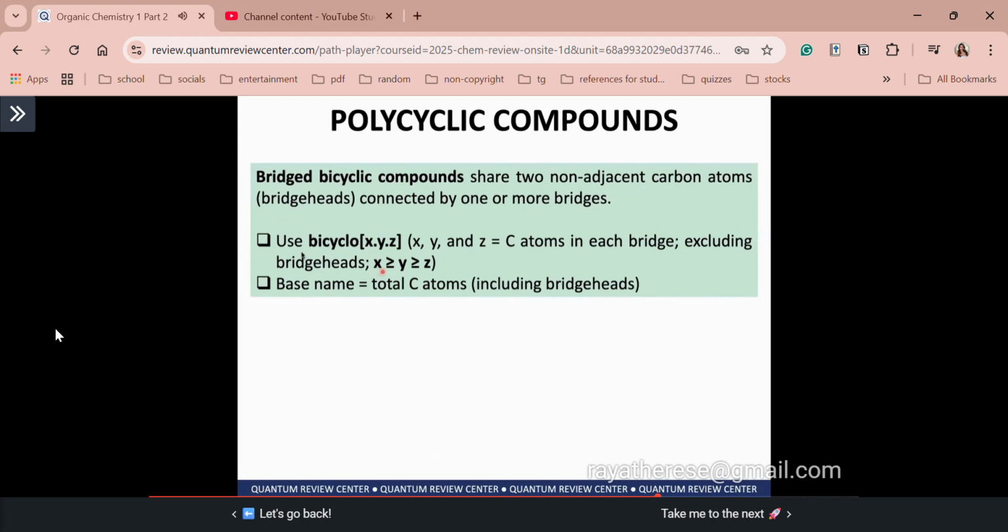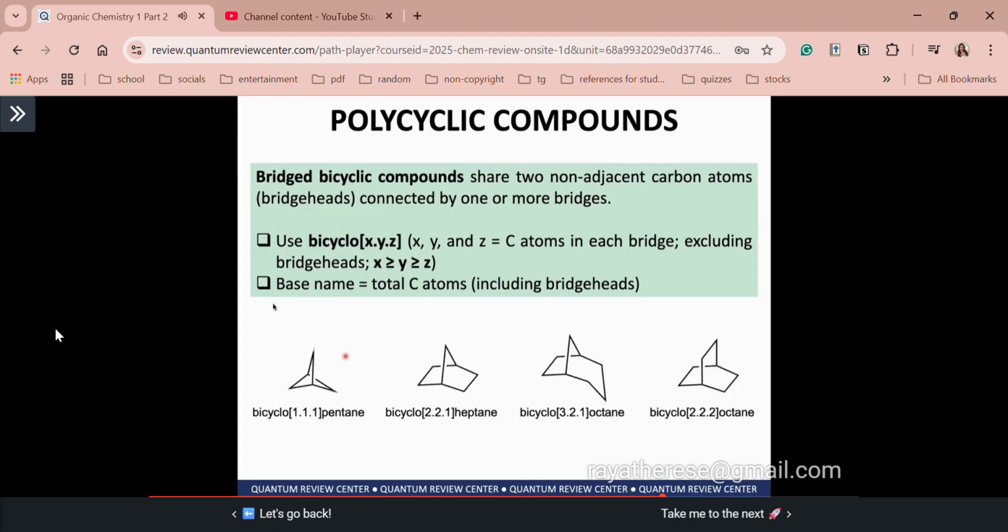Remember, for bicyclo, we prioritize for x the largest ring, then y the medium-sized ring, and z the smallest ring. For the base name, it's similar: you will need to include in our naming the total number of carbons, including the bridgehead carbon atoms. Let's take our four compounds here as an example. I will discuss the first three examples, and then please analyze the last example.